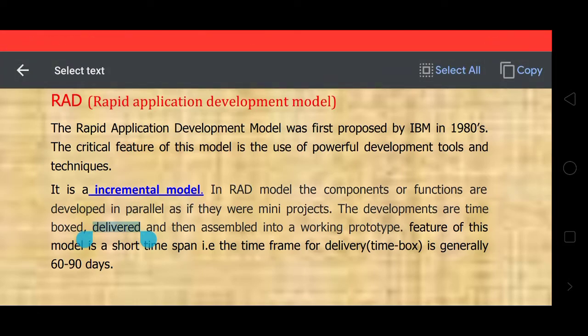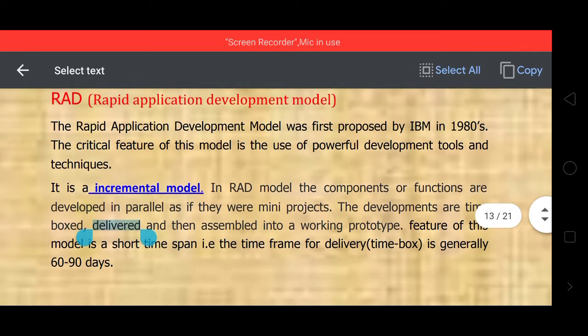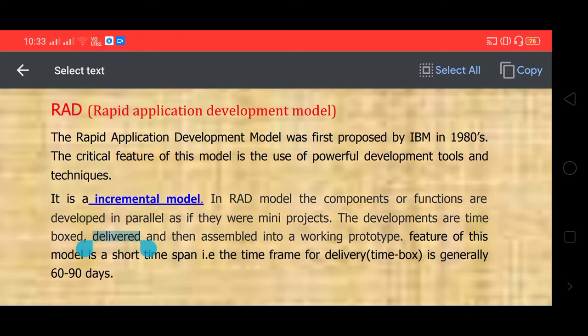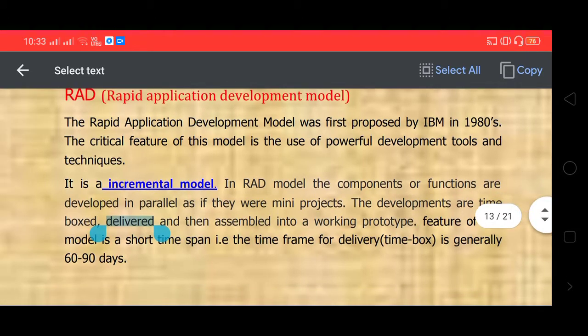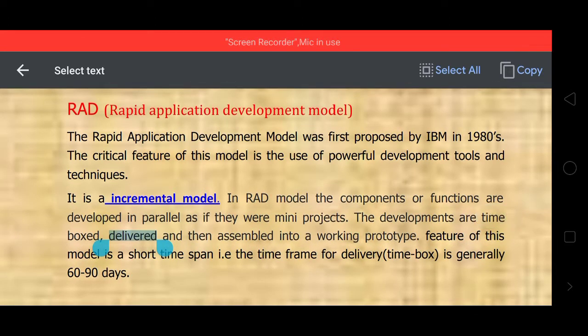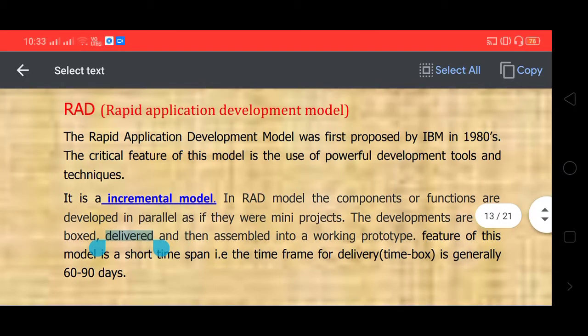Today my topic is models in software engineering. In the previous class, we saw the layered model and the waterfall model. Today we see the RAD model, the Rapid Application Development Model. RAD means the Rapid Application Development Model.